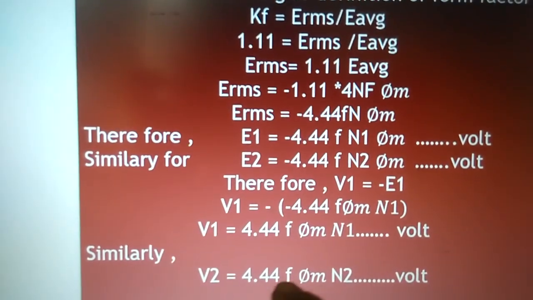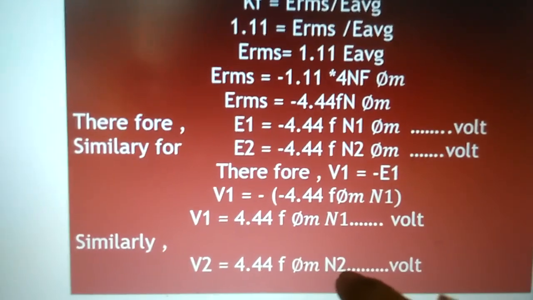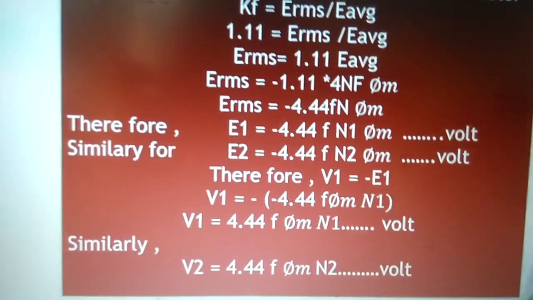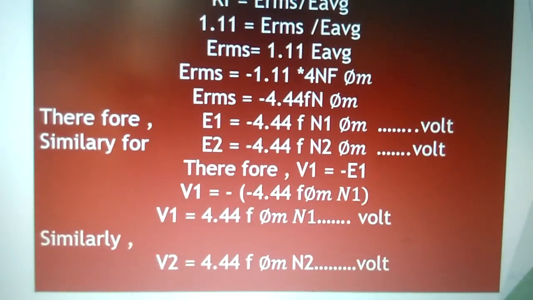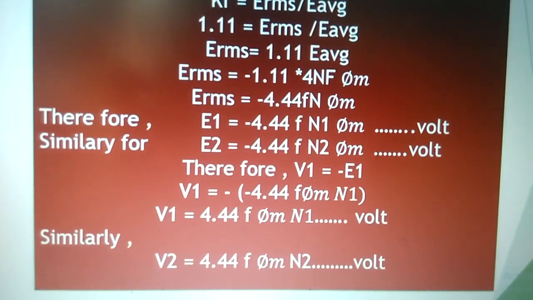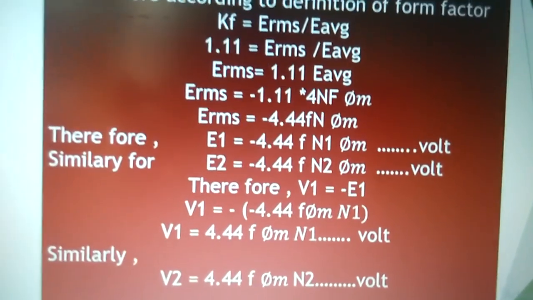Similarly for V2, F is the frequency, Φm is the maximum flux, and N2 is the number of turns connected in secondary winding or wound in the secondary winding. So this is our EMF equation of transformer derivation. This question is many times asked in the exams. Okay.